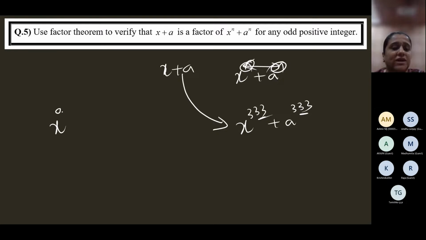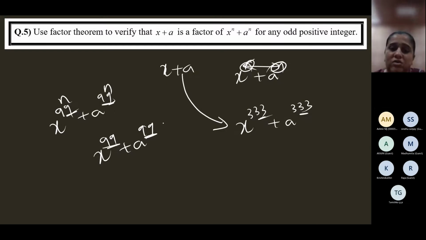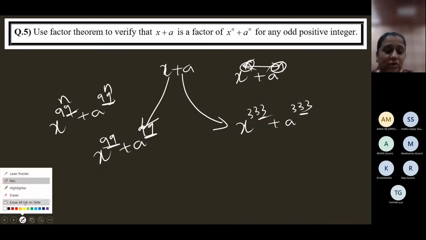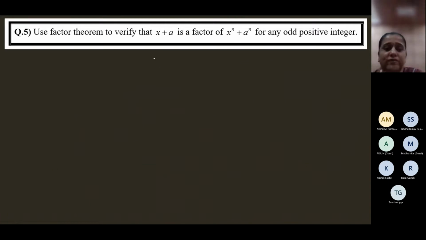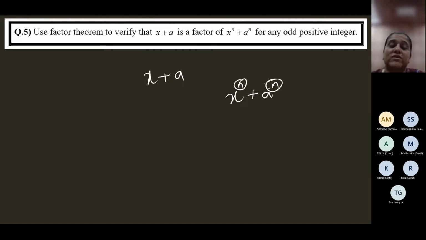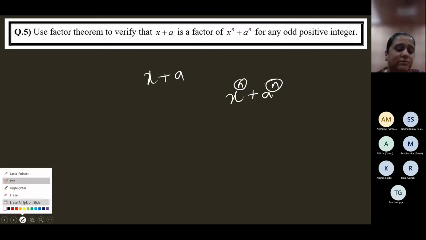x power 99 plus a power 99. See here, both are n. n is 99. So the power is odd. It is positive, it is odd. So x plus a is a factor of this one. That's what you'll have to prove. It's not given. You must prove that x plus a is a factor of this expression, x to the power n plus a to the power n, when n is any odd number.